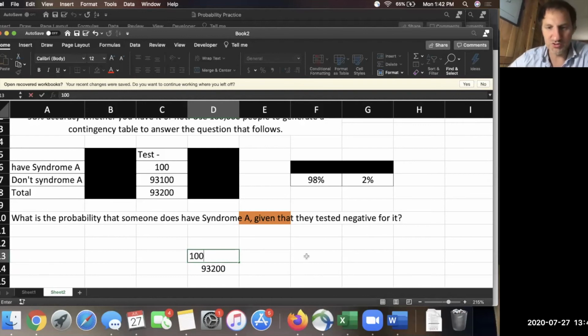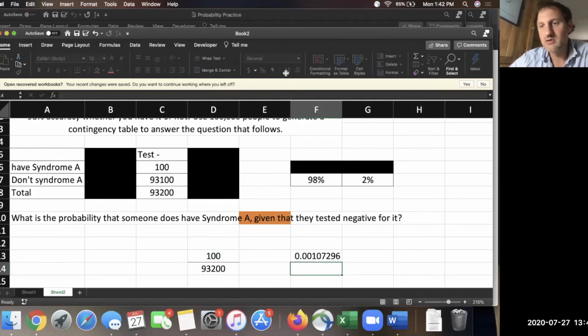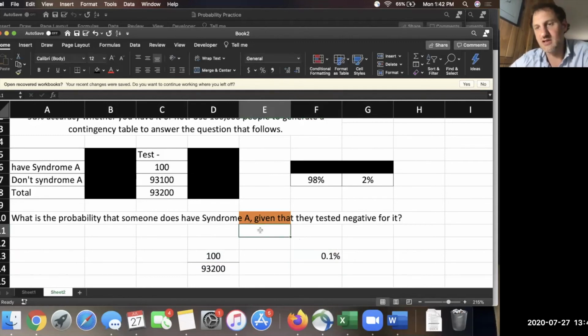And of course, I could turn that into a percentage. This is the decimal. It's a very small percentage. It's very unlikely that this would happen, which is good news. I mean, it is not impossible. That's bad news, but it's not very likely to happen.